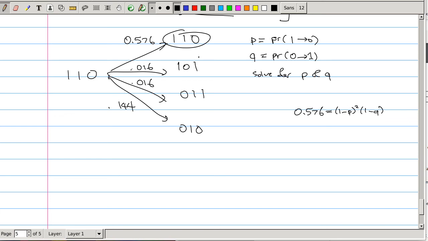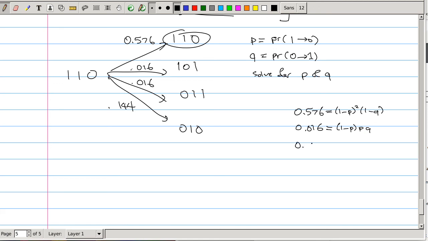So that accounts for the 110. Now we look at the 101. With the 101, which has a probability of 0.16 associated with it, the first one is transmitted and received correctly, so we have 1 minus p. The second one is received incorrectly, so we have just p itself, and then the 0 is also received incorrectly, so we have a q here.